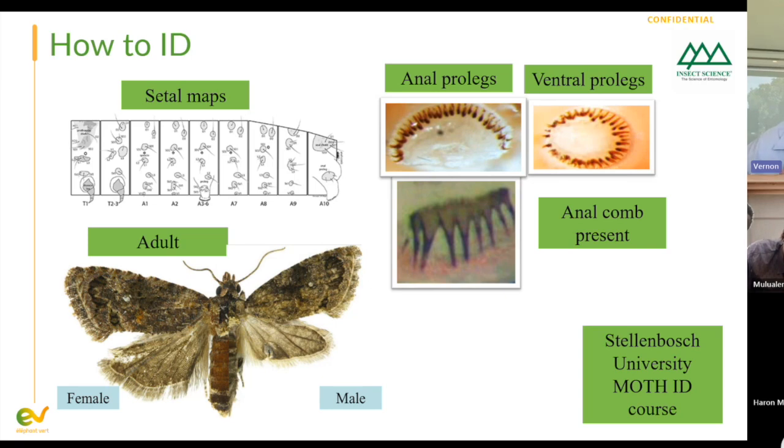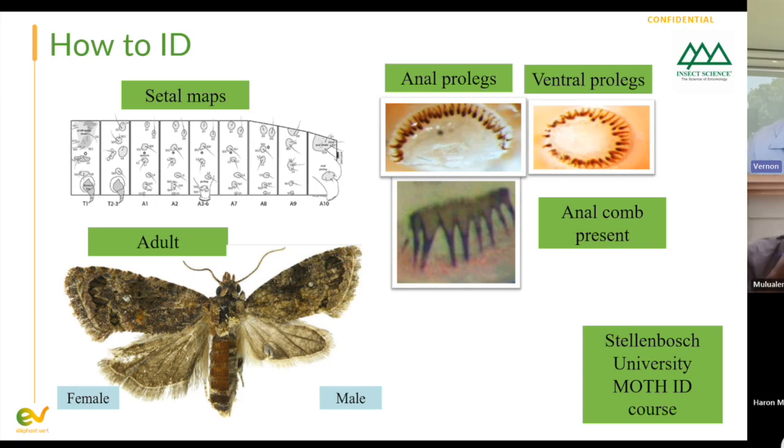It's a website that has all the acetyl maps of the important economic pests, and it teaches one how to use these acetyl maps for identification. A good characteristic to look for false codling moth is also the anal comb. You can see that on the last segment at A10, and it has to be present for it to be false codling moth. Many of the species that are often misidentified as false codling moth do not have this anal comb. So that's a good character to look for.